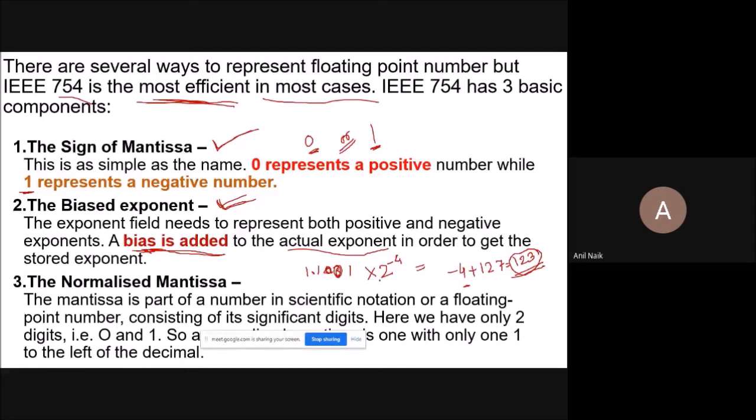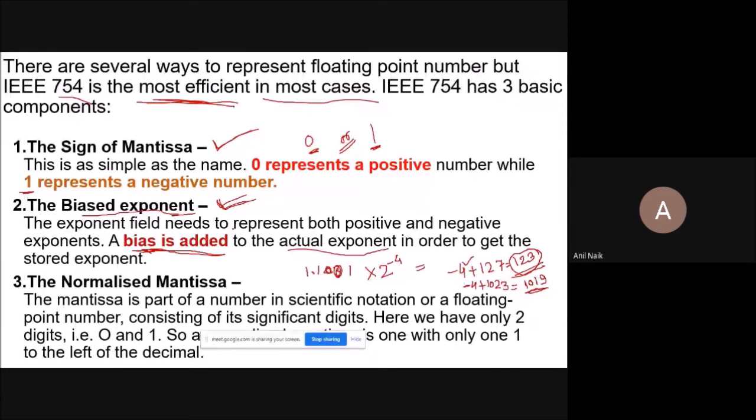Suppose we represent this number in double precision, then the bias value will be 1023 for the 64-bit double precision. So what is the value? 1019. So for any exponent value, we need to add the bias to the exponent: for single precision you need to add 127, and for double precision you need to add 1023. Okay, so that we'll discuss.